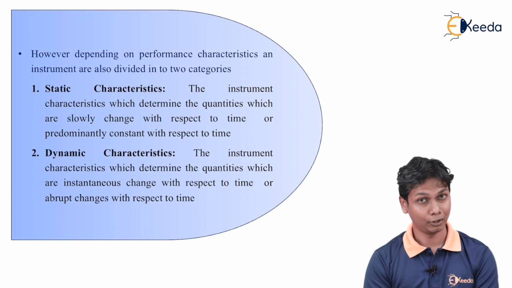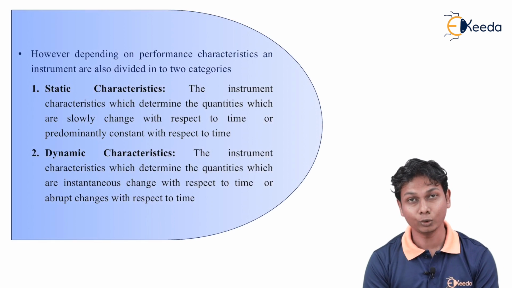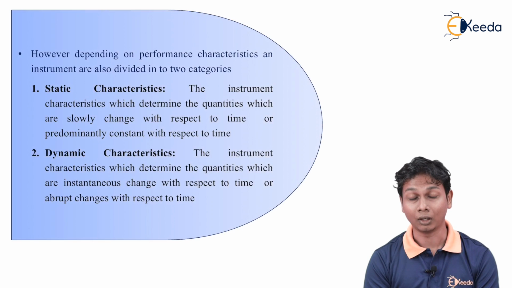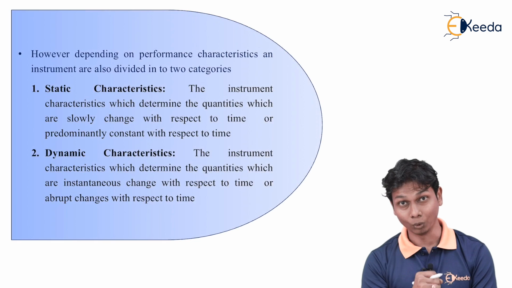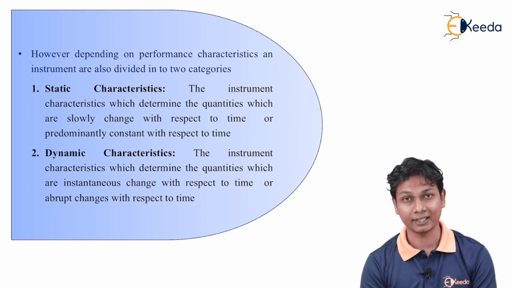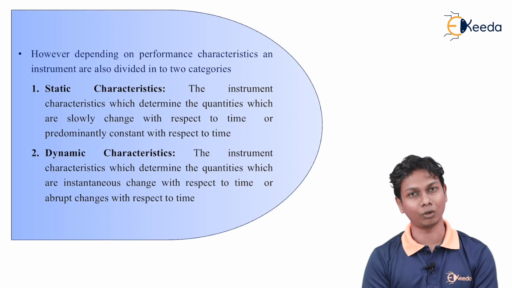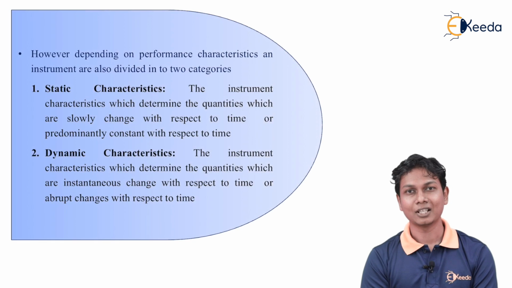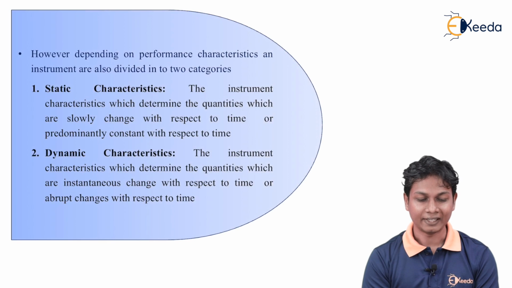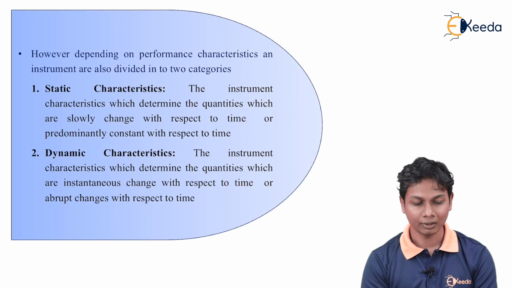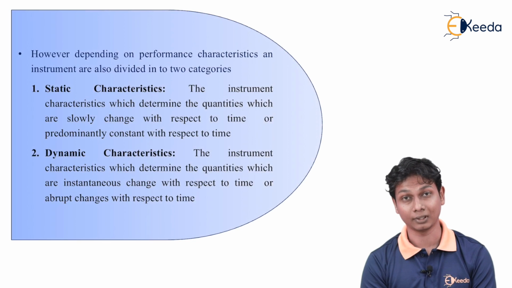Obviously, the word static means what? The value, signal or quantity changes slowly with respect to time. That is called static characteristics. And when the value, signal or quantity changes abruptly, speedily, or you can say instantaneously, that is called dynamic characteristics, and it changes with respect to time.